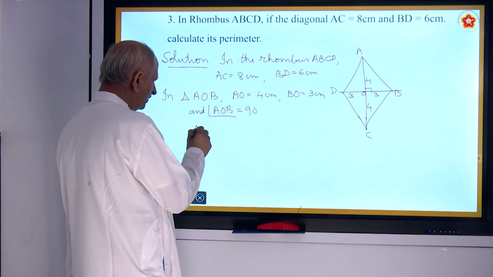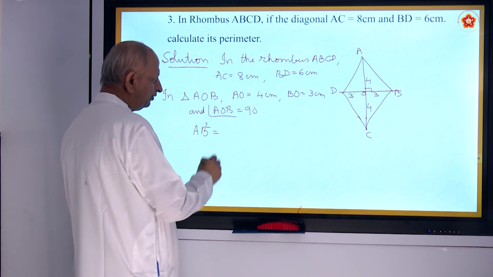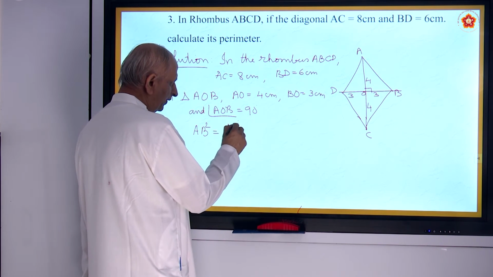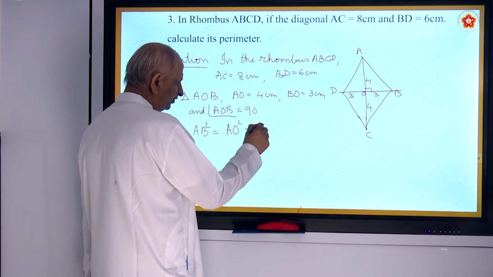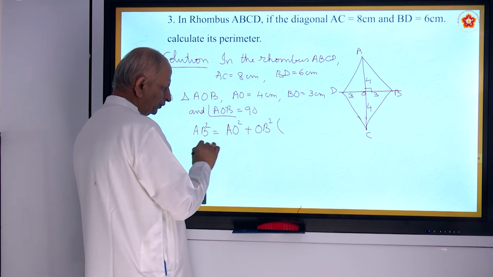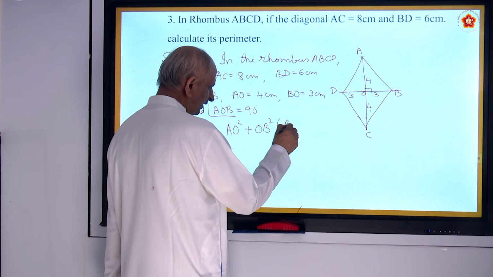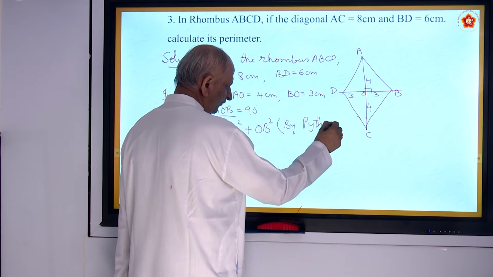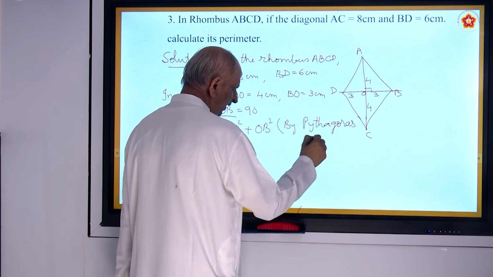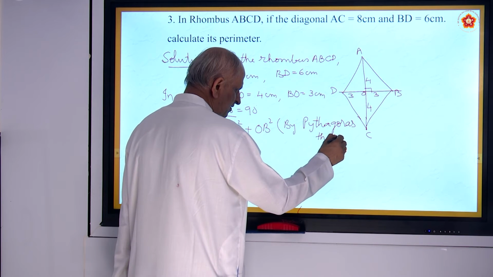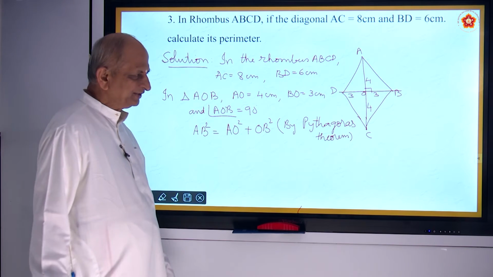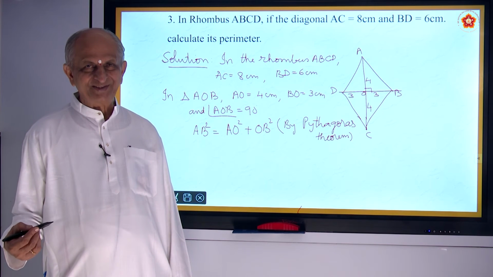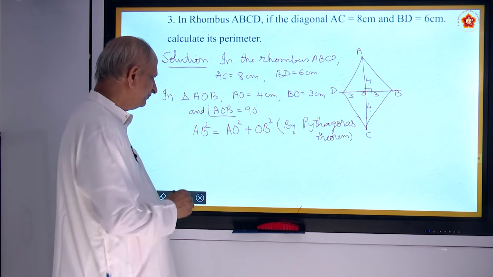So what is that Pythagoras Theorem? AB square is equal to, what is AB called? Hypotenuse. AO square plus OB square. Who told this? By Pythagoras. Who was Pythagoras? A famous Greek mathematician. And before Pythagoras, in India also we had found it out. Do you know who that is? Bhaskaracharya has given a proof for this.